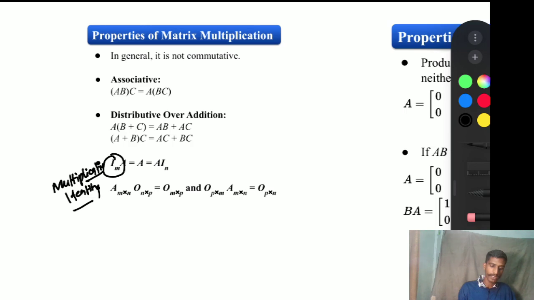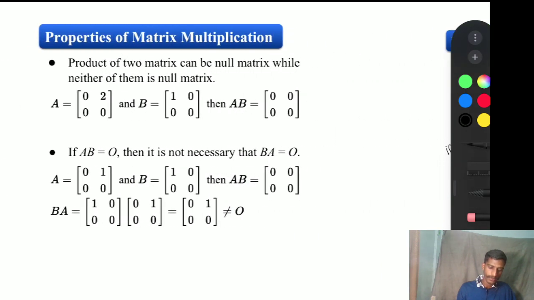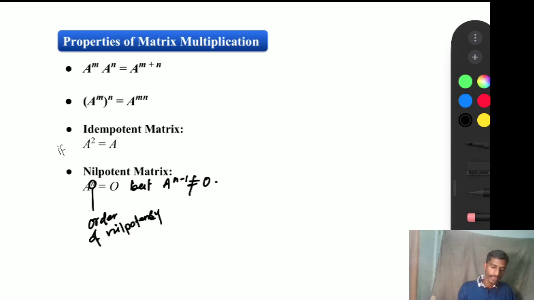There are some properties of matrix multiplication. This is associativity, and distributivity over addition. Here, if we multiply A and B and then multiply by C, it is also equal; we can also multiply B and C first. Now there are some more properties. This is important for JEE Mains.